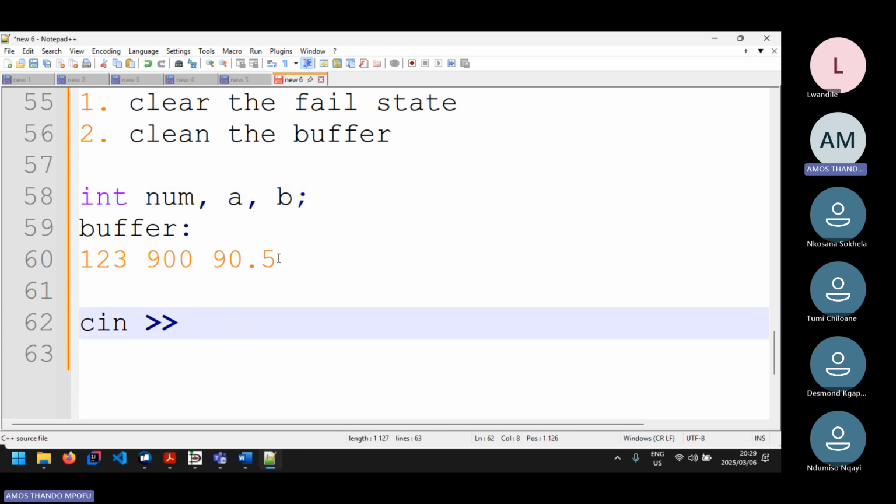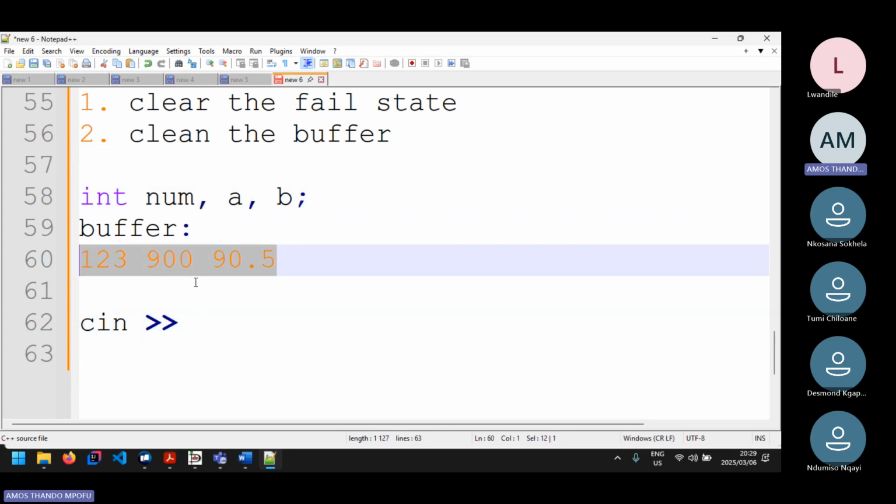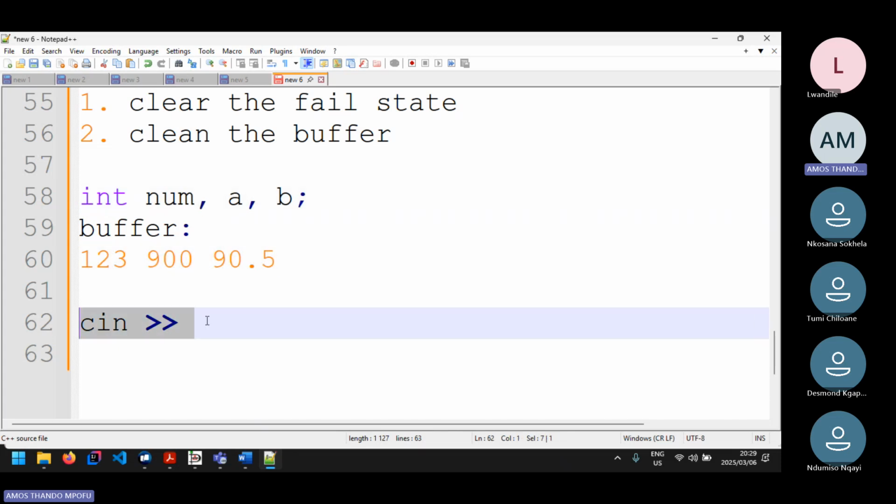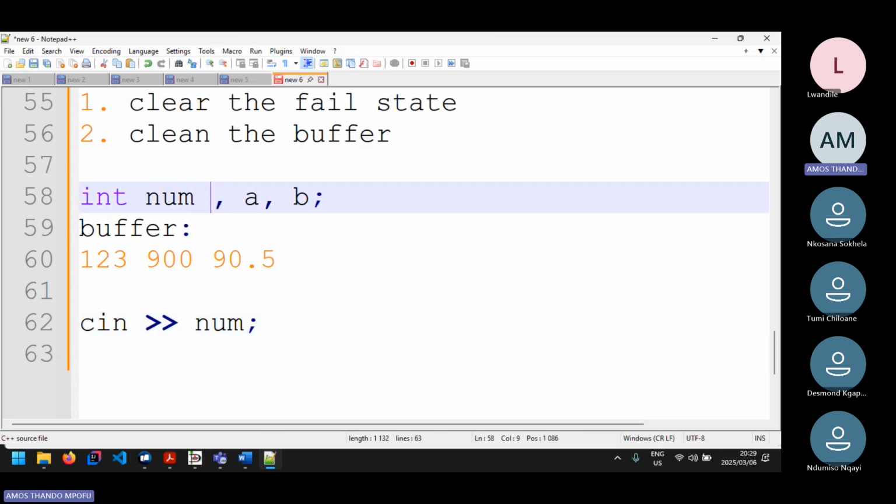So this is the waiting area, the buffer. Then it sees the first cin statement. Let's say you want to store it inside num. Let me initialize all of them to 0 so that you see. So currently, all of these variables are 0.